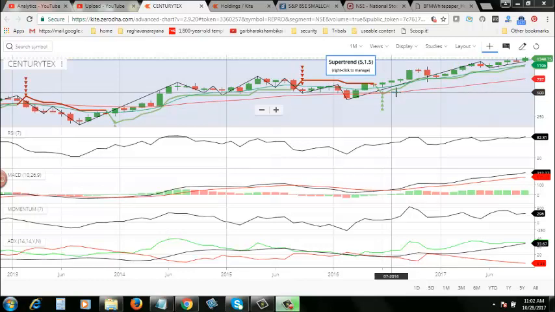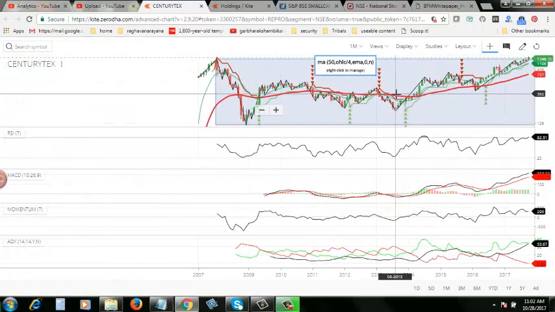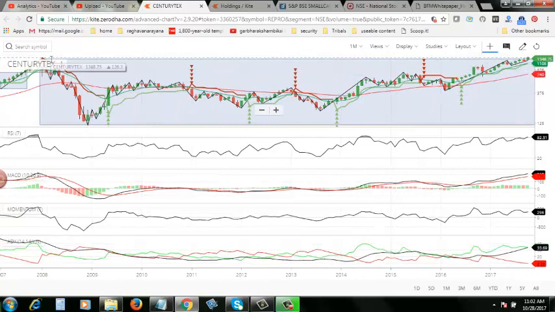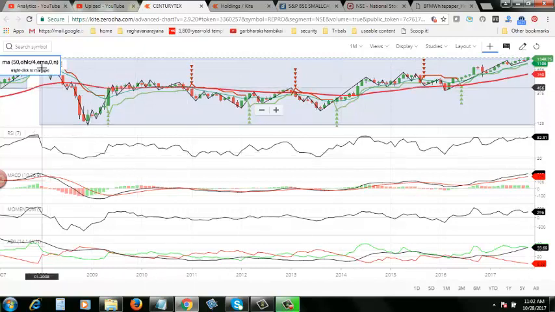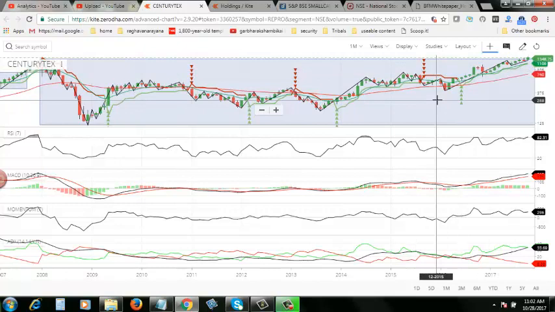The stock has been trading in a range bound fashion, and that's what you can see. This particular peak that it has reached right now, it had already reached in 2008 itself. From 2008 to 2017, the stock didn't even cross its previous peak.